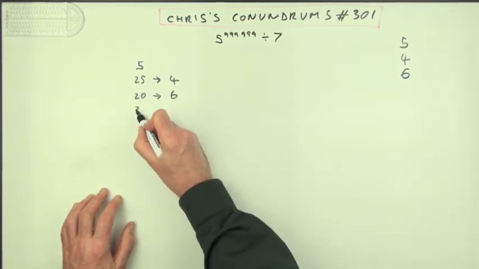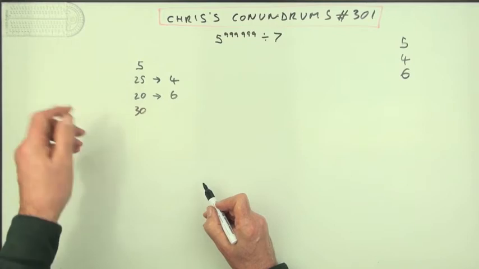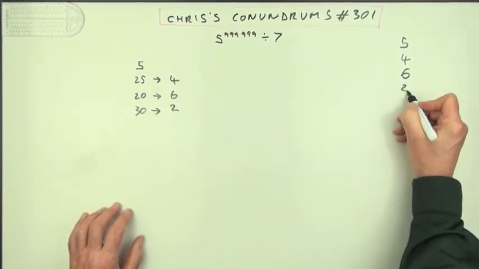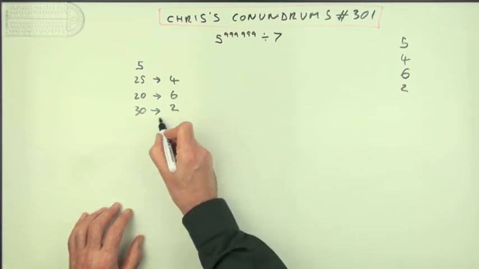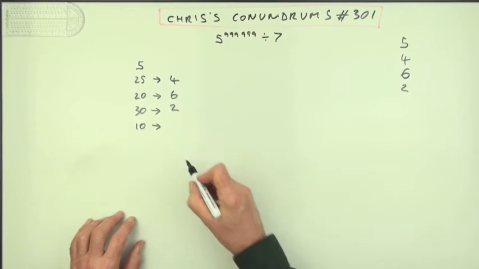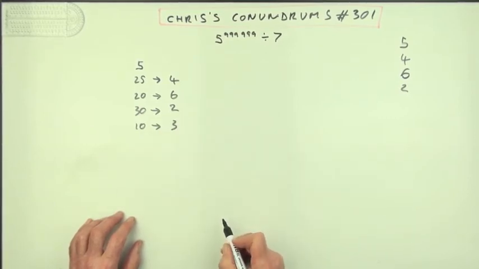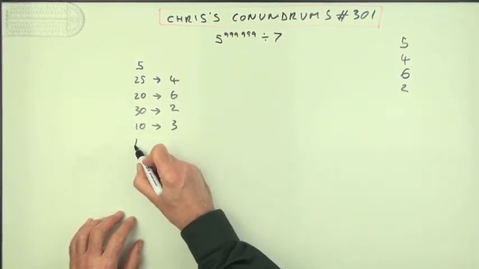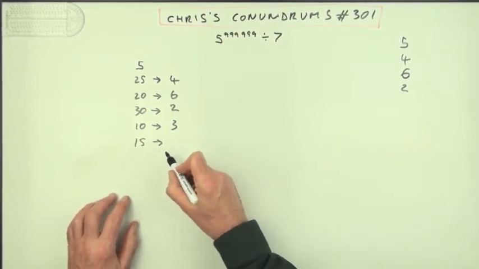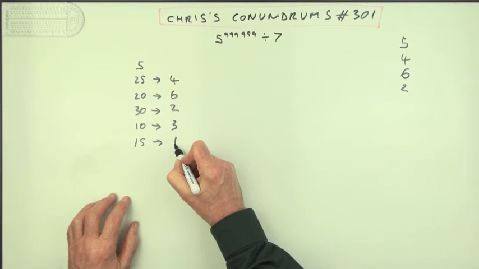Multiply by 5 again. That's a 30. Take out as many 7s as you can. That would be 28. That leaves you a 2. So there's the next one. Multiply by 5 again. That's a 10. Take out as many 7s as you can, that's just 1, so that's a 3. Multiply by 5 again, that's 15. Take out as many 7s as you can, that'll be 14, so that leaves 1.